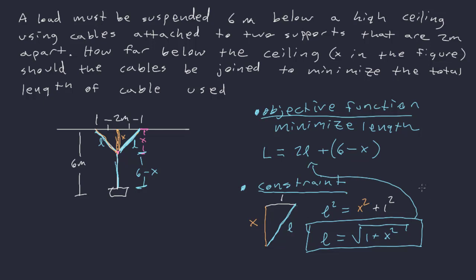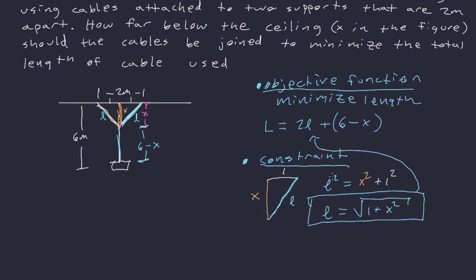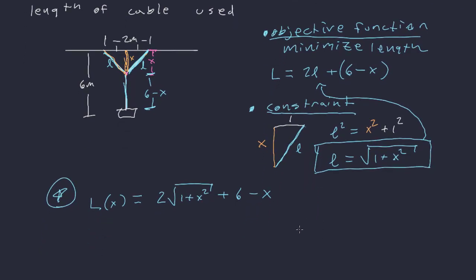So this is the constraint, and we're going to plug that in for L. Notice we don't have to solve for L. This is really a constraint, but it's kind of pre-solved. We're going to plug this into our objective function to get our new objective function, which is capital L of x is 2 times the square root of 1 plus x squared plus 6 minus x. Okay, so this is the updated objective function. And so now it's time for calculus.